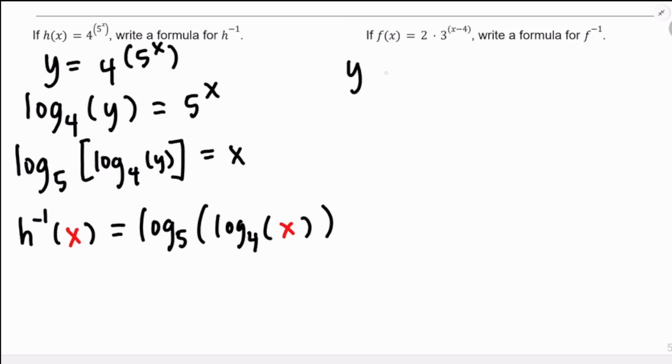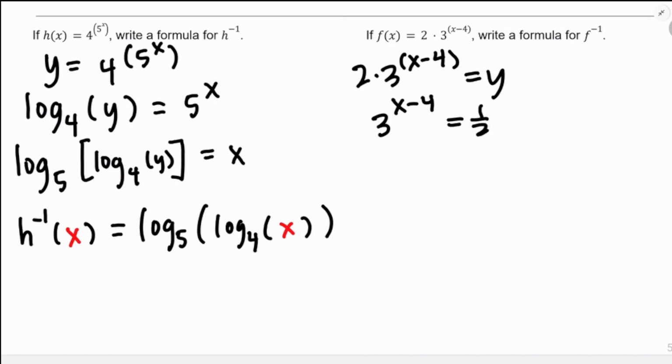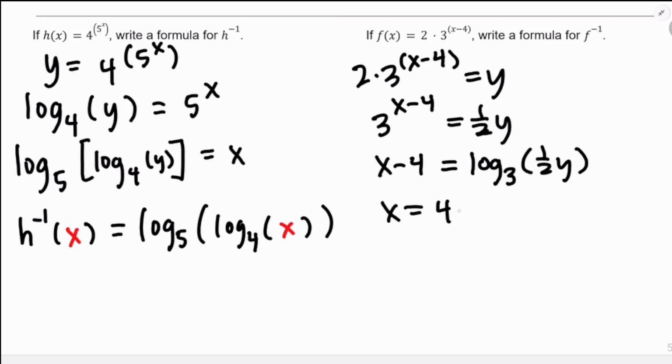Okay, so y, actually, I'm going to write the other one now. Say 2 times 3 to the power of x minus 4 is equal to y. It doesn't matter. f of x equals y equals f of x, all the same. And so I'm going to divide by 2. Take the log with base 3 of both sides. And then I guess add 4. And since we can't find the log with base 3 of a half, I don't think that in this class we would be expected to take this any farther.